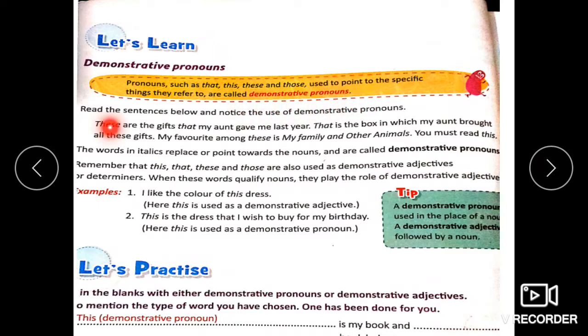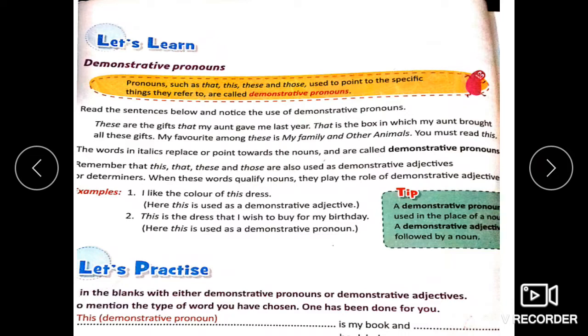For example, these are the gifts that my aunt gave me last year. Here in this sentence you will see these is the demonstrative pronoun. What does this point to or what does this refer to? These are the gifts. These here refers to gifts. In the next sentence, that is the box in which my aunt brought all these gifts. Here again, that is the box. That is the word of demonstration referring to what? The box. Therefore, that is used here as a demonstrative pronoun.